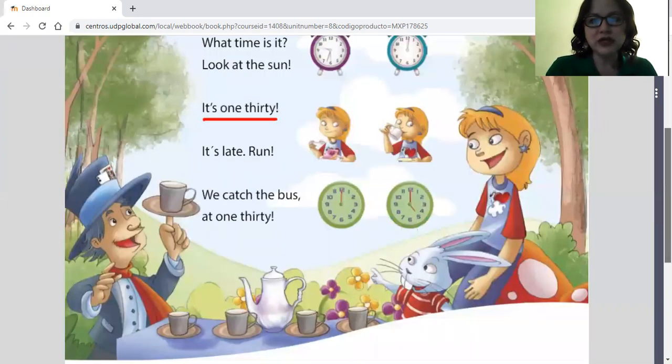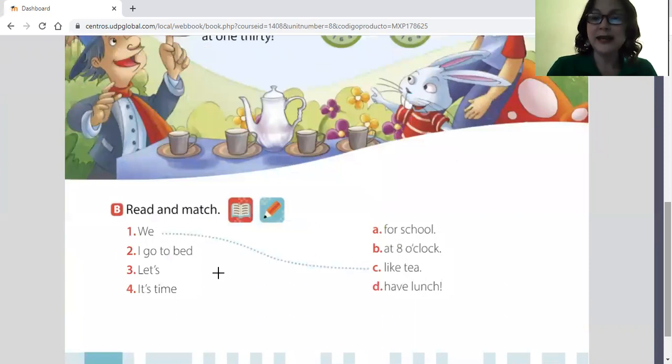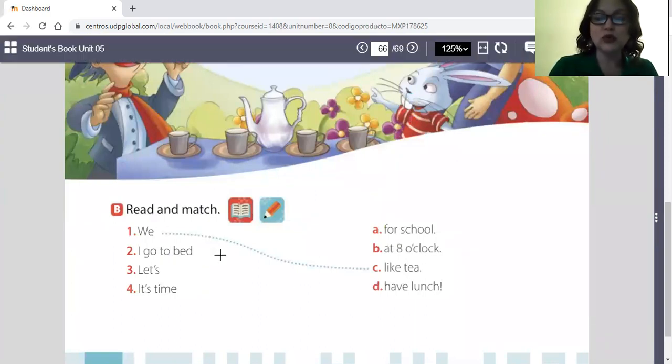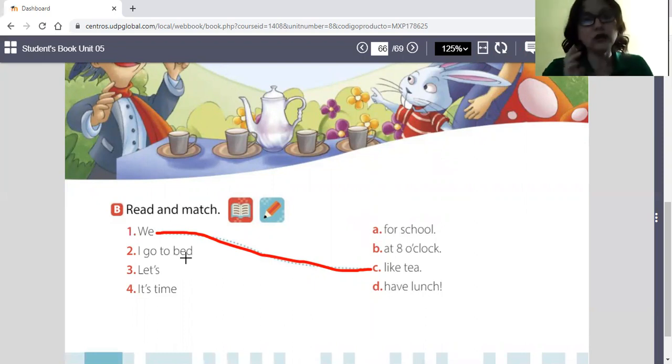Now, what are we going to do here? Please, we're going to read and match the two parts of these sentences to make one sentence, okay? Number 1, for example, we like tea. Number 2, I go to bed. I go to bed for school, have lunch, or at 8 o'clock.